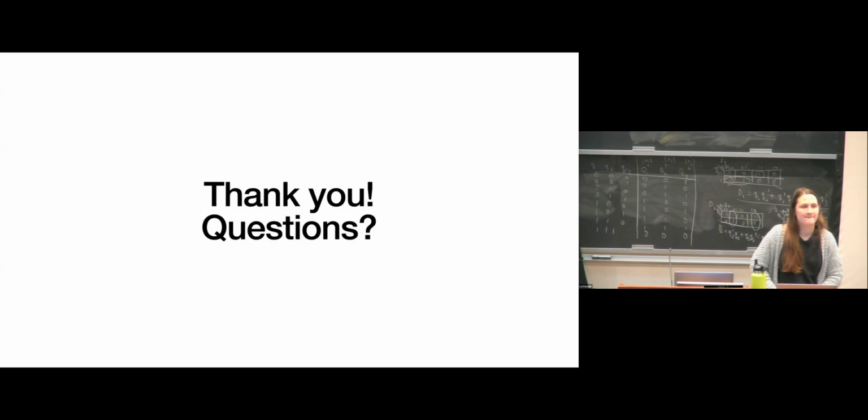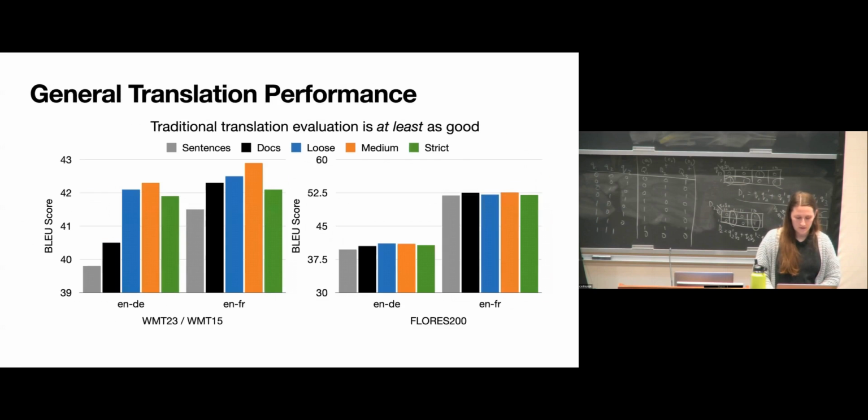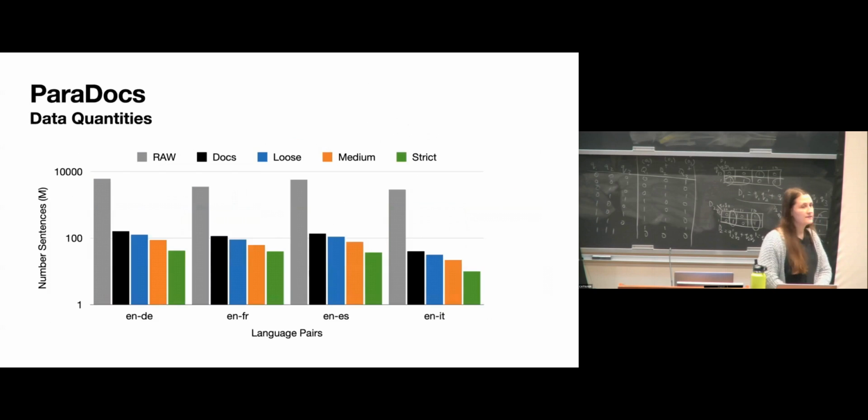When you were quantifying the amount of data that the sentence level versus the document level had, were you doing tokens or number of examples? So these slides are specifically sentences. I also have results for how many documents there are.